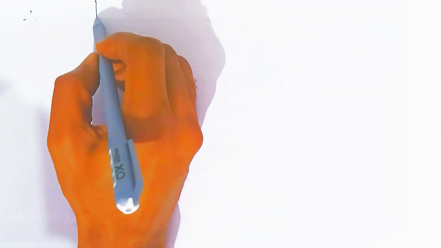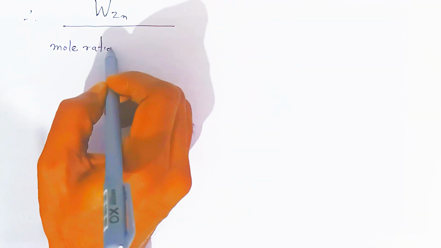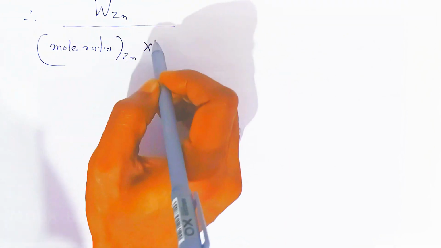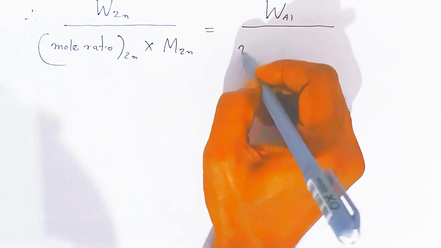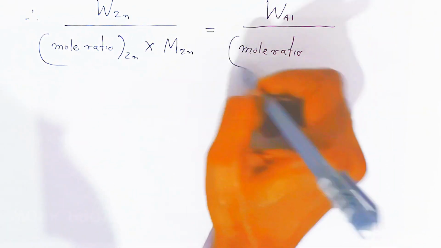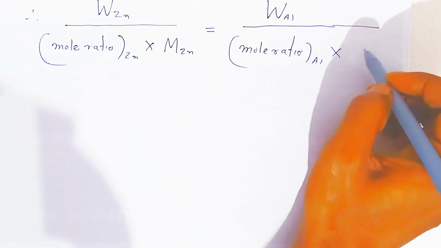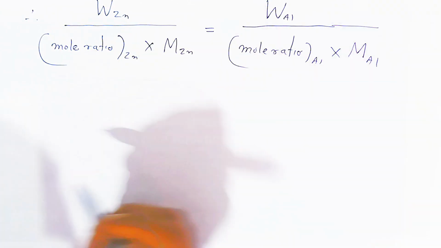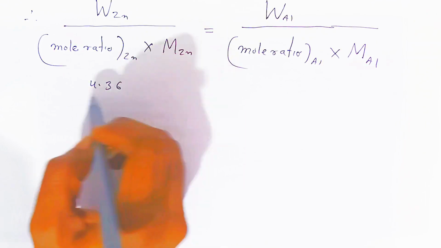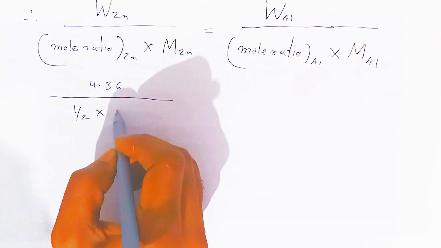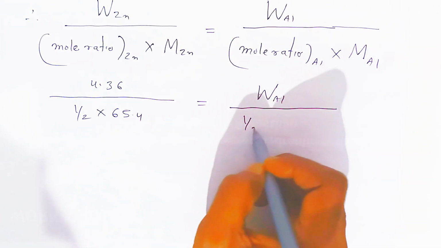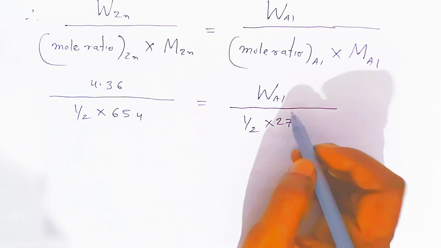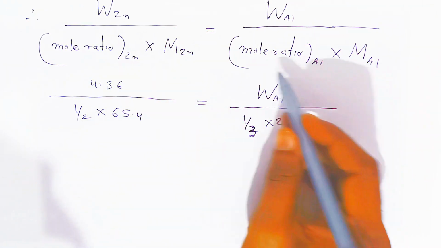Therefore, you can say weight of zinc, you are dividing with mole ratio of zinc into molar mass of zinc, which is equals to weight of aluminum, you are dividing with mole ratio of aluminum into molar mass capital M of aluminum. Okay, students. Now when you put the value, 4.36, you are dividing with half of 65.4, which is given here. You have to calculate the weight of aluminum, which is half of 27. Okay, students. Because this is 1/3. Mole ratio of aluminum is 1/3.